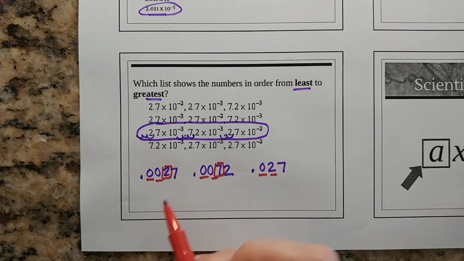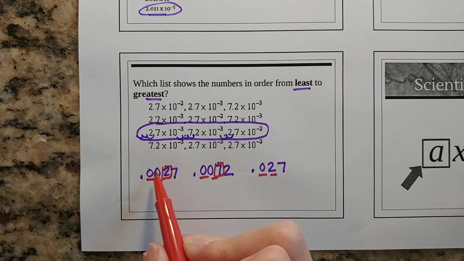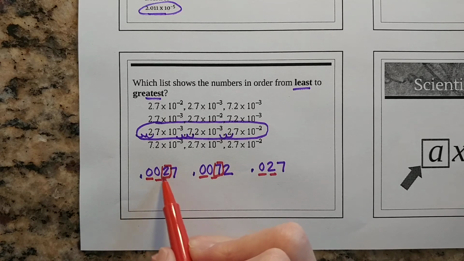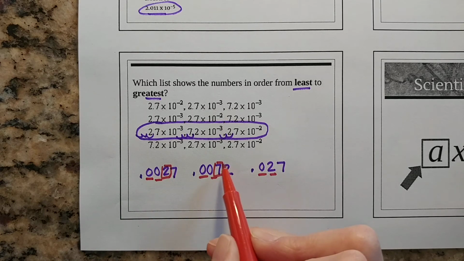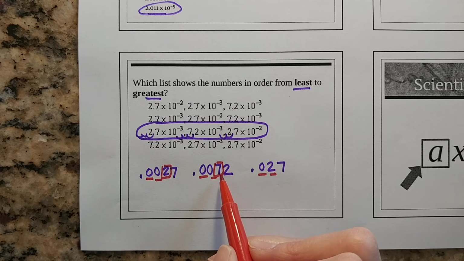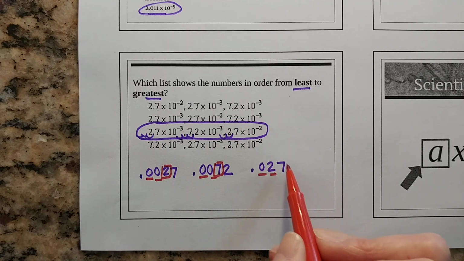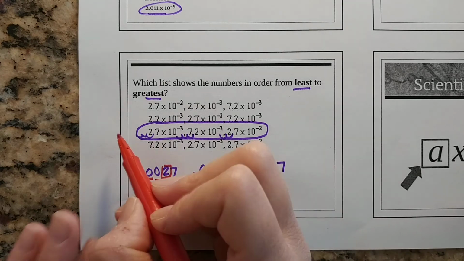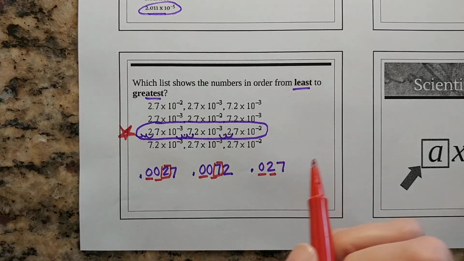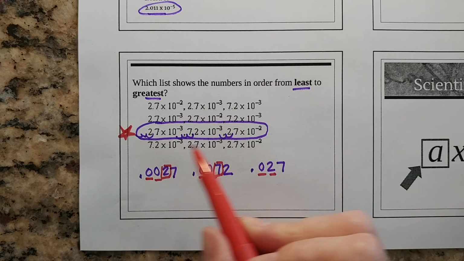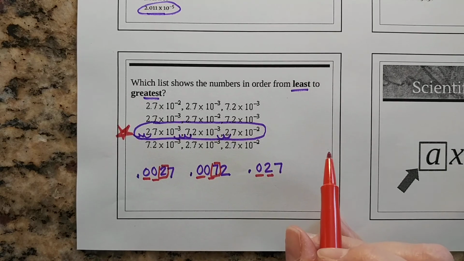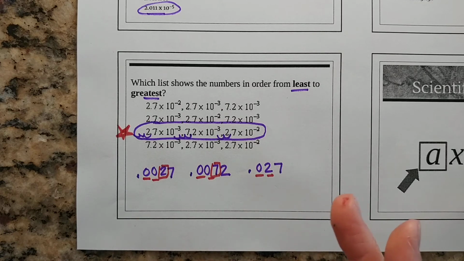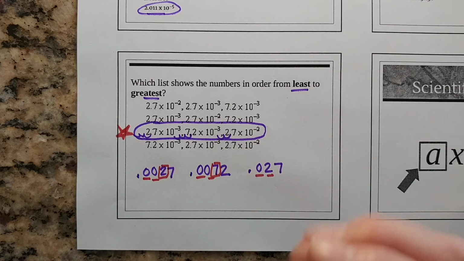Okay? So if I look at place value, this is tenths, hundredths, thousandths, ten-thousandths. This is 27 ten-thousandths. This is 72 ten-thousandths, which is bigger. And this is 27 thousandths. So we got least to greatest, just comparing the decimal points. So answer's right here. So again, if you're ever asked to compare 2 numbers in scientific notation, you'll want to change them to standard form, and then you can compare them and decide which one's greater, which one's less.